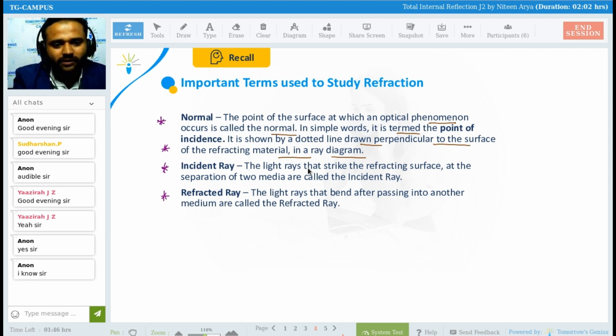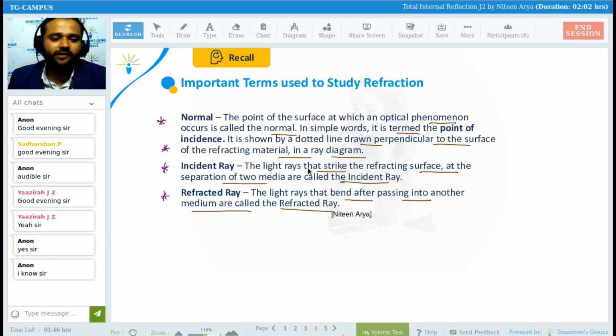Incident ray, everyone knows, is the light ray that strikes the refracting surface at the separation of two media. Refracted ray is the light ray that bends after passing into the other medium. Is this clear, everyone? Either it is going to be bent towards the normal, or it is going to be bent away.